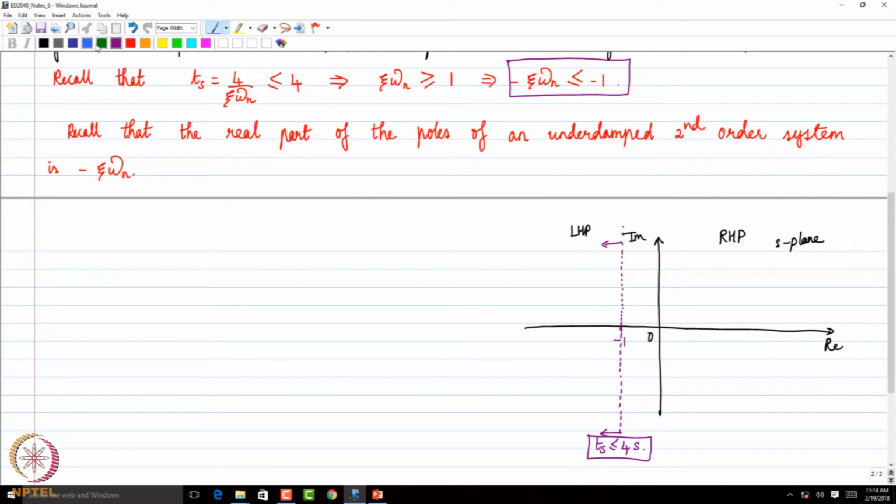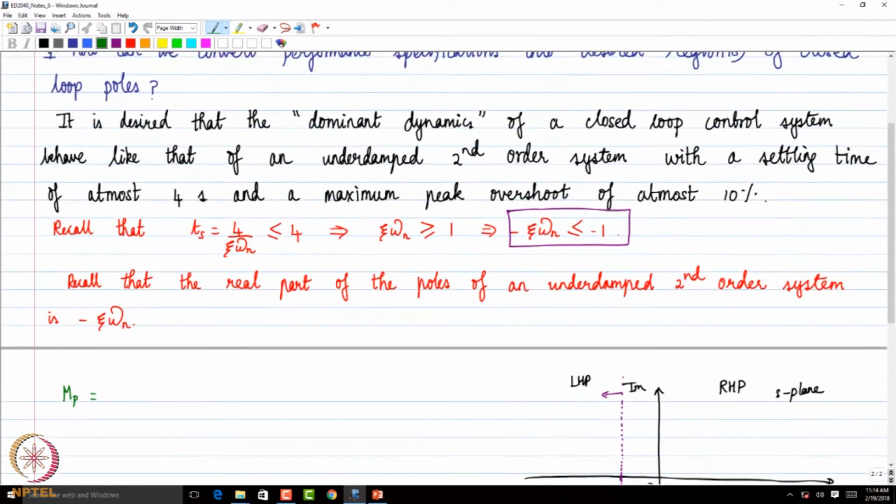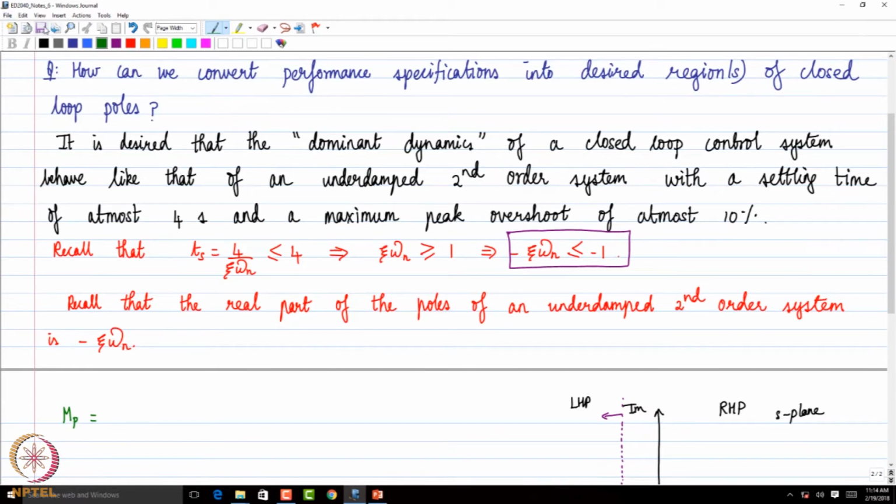Now let's use the second criterion, the maximum peak overshoot, the maximum percentage overshoot. It is desired that the dominant dynamics be considered. The closed loop control system may be of order 10, for example; it need not be second order. In order to get a meaningful engineering solution for design, given quantitative performance requirements, we need to convert them into something through which we can process the location of the closed loop poles. That's what we are doing. By and large, even for a higher order system, we desire that the dominant dynamics be like that of an underdamped second order system.